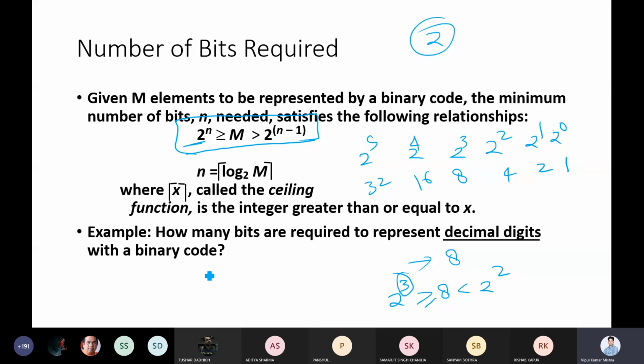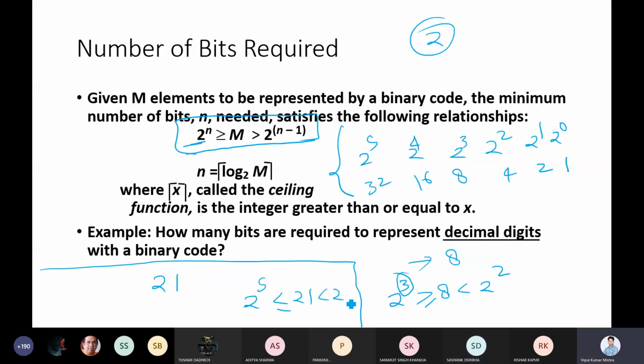We required 3 bits. Let's take another example. Suppose I want to represent 21. Where will it belong? If you look into this series, it lies between 2 to the power 4 and 2 to the power 5.